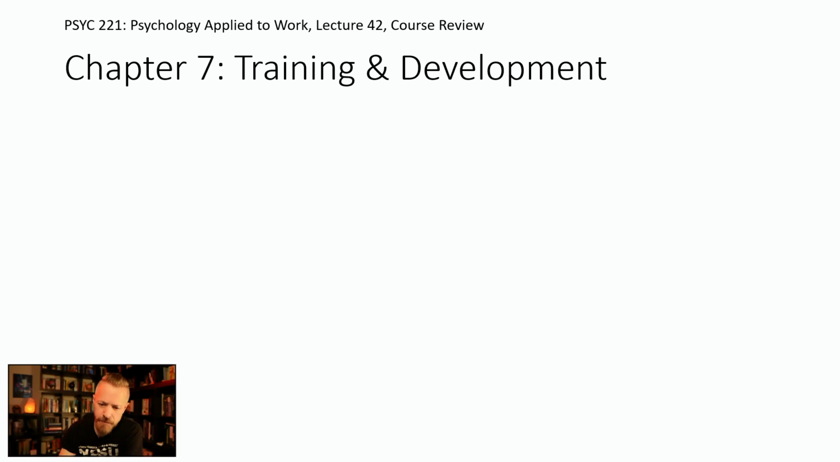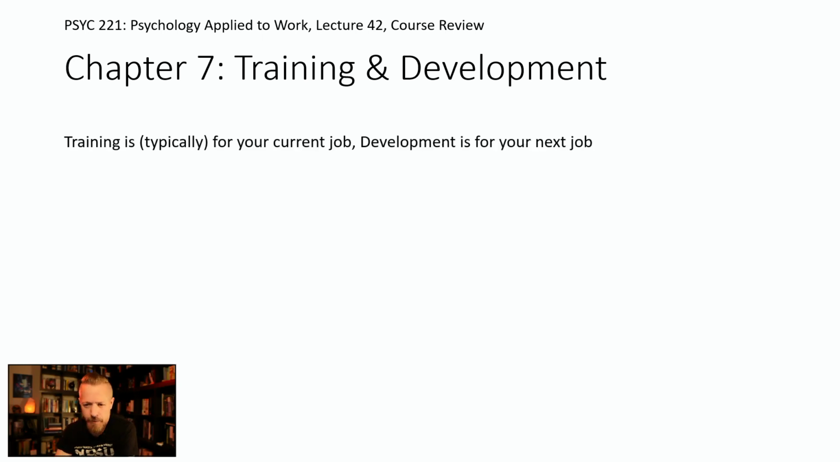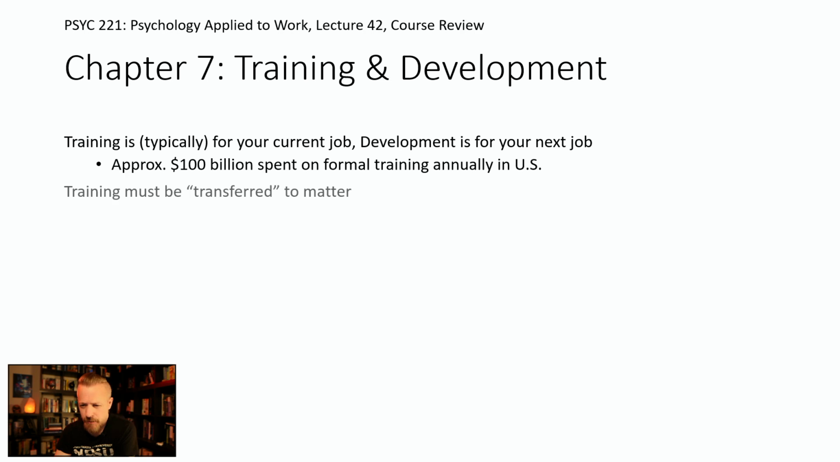Okay, and then chapter 7, we talked about training and development, where training is really the information you need geared for your current job, and development is information that will be helpful for your future job. Approximately $100 million is spent on formal training in the U.S., and the informal training is probably substantially higher than that. Training has to be transferred, which means it has to work, to matter. So training where nobody remembers anything is not transferred. So this concept of transfer is basically successful learning.